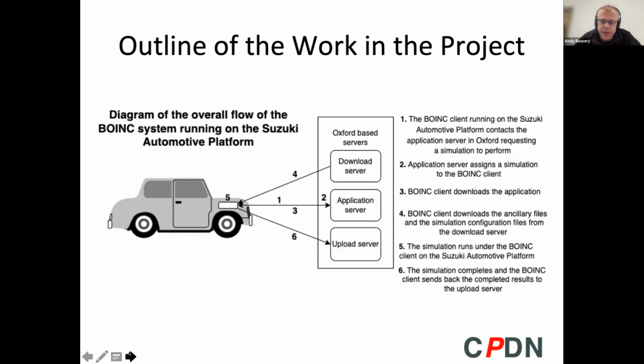This is the flow diagram of the process. The BOINC client running on the car would download the simulation and the work, do the work, and then send the results back to the main servers. These are the Oxford-based servers.